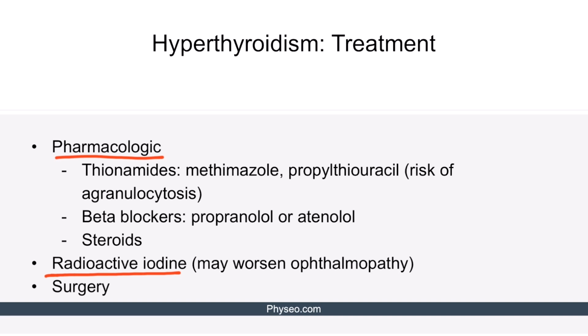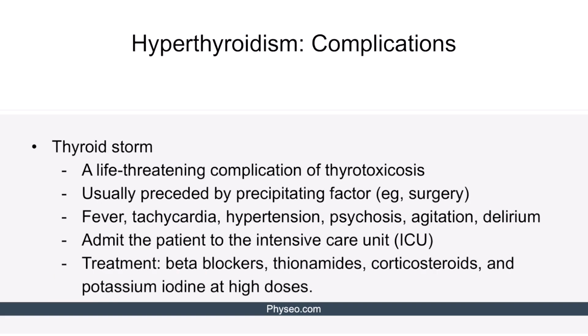It may worsen the ophthalmopathy because of the rapid induction of hypothyroidism, resulting in increased secretion of TSH and TSH receptor stimulation on the already abnormally proliferated retroorbital tissue. Finally, surgical intervention is reserved for patients with very large goiters or those who cannot use radioactive iodine, such as pregnant women. Now, let's move forward with a life-threatening complication of thyroid toxicosis, thyroid storm.